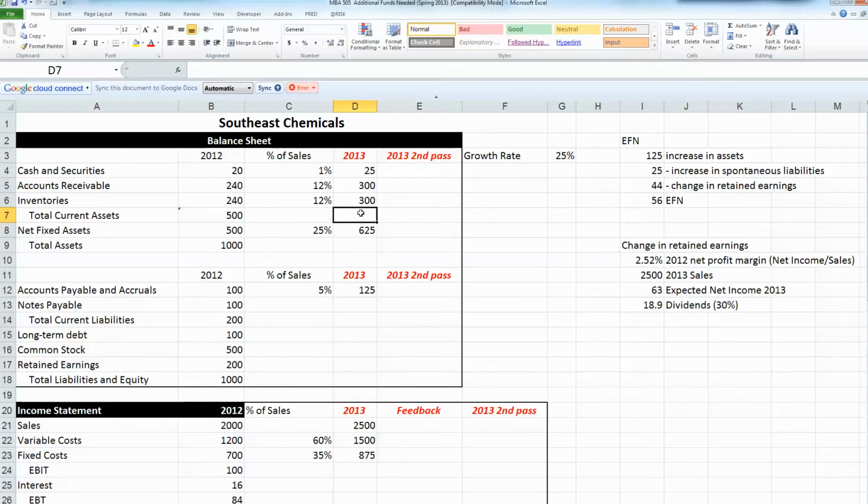Now I can complete my balance sheet. To find my total current assets, I would just sum cash, accounts receivable, and inventory. To find my total assets, I would sum current assets plus fixed assets.